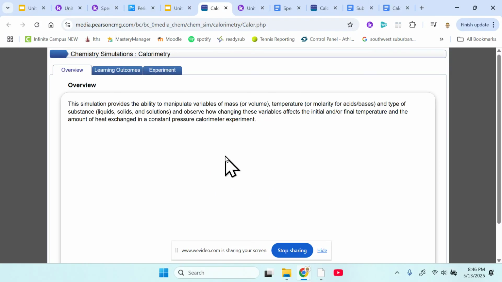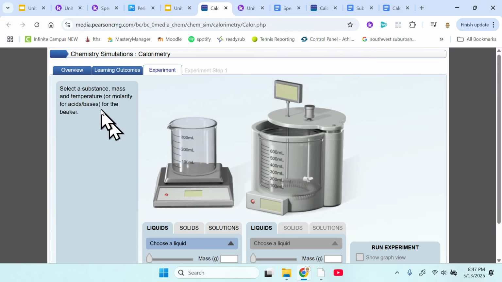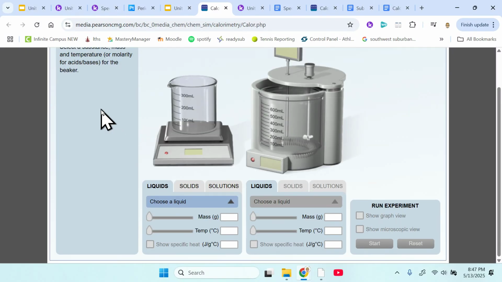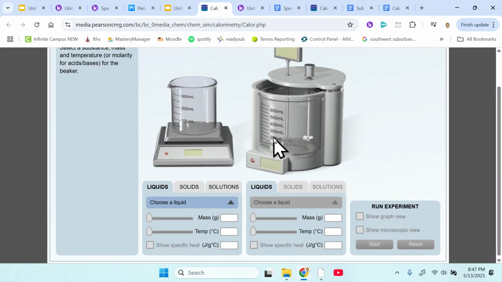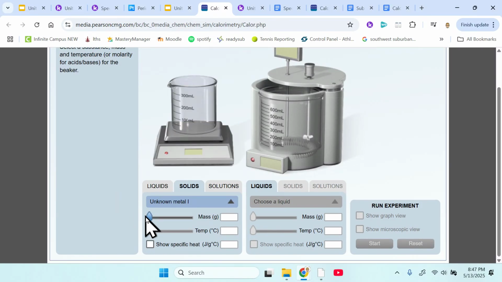It's going to be a simulator of a really good calorimeter. Go ahead and click on experiment. Go ahead and click on run experiment. Then you're going to select substances. Okay, so here's what the calorimeter looks like. And then the substance is going to be measured out here that you're going to try to figure out. So you're trying to figure out an unknown substance. Today you'll click on solid and you'll either be doing unknown metal number 1 or unknown metal number 2. Let's go ahead and start with unknown metal number 1.